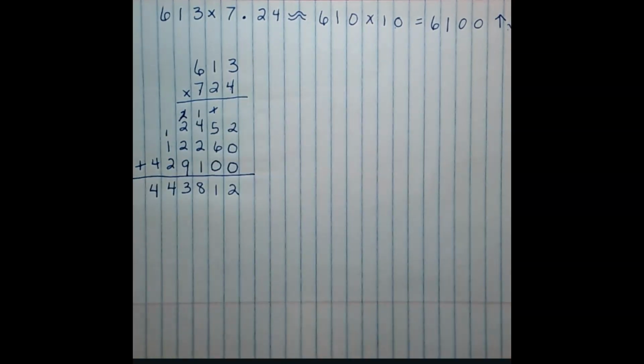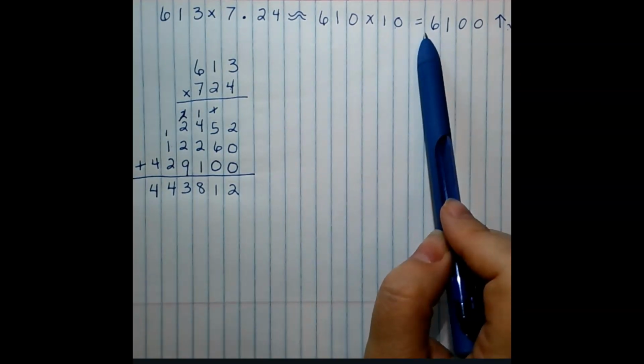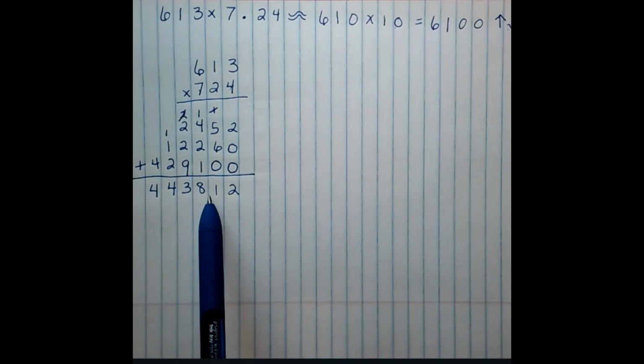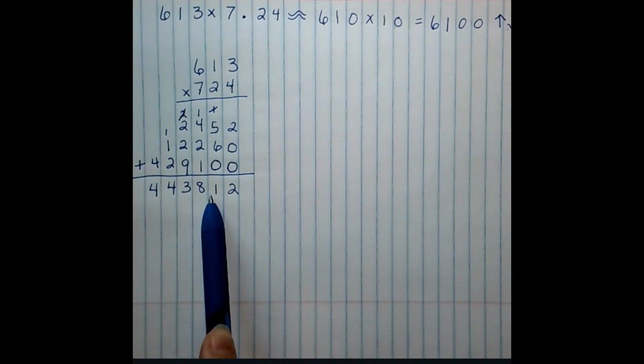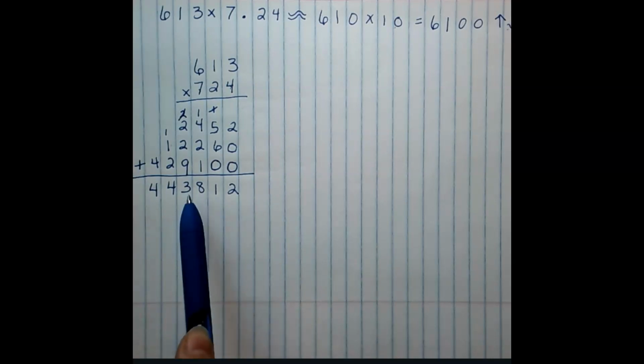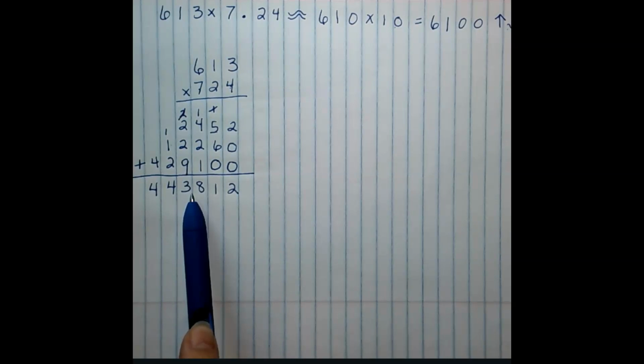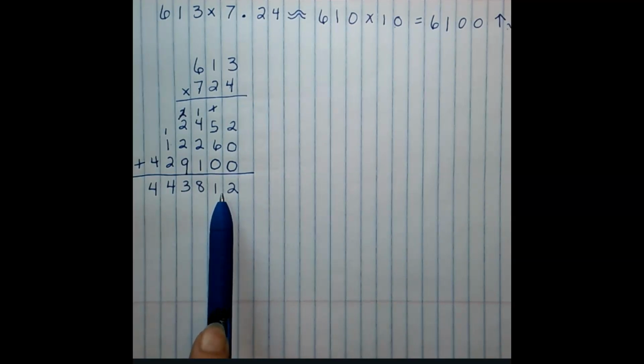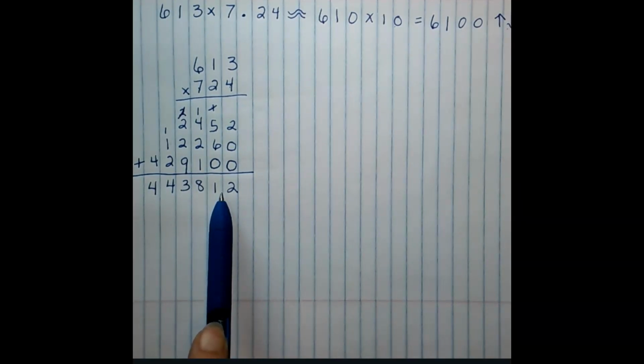So now we need to determine where our decimal is going to be. Remember that it should be somewhere around 6,100. In looking at this, we would think that it would be right here. But it doesn't seem like 4,438 would be close to 6,100. However, if we were to put the decimal in a different place, such as here, 443, well, that's very far away. Or if we were to put it over here, 44,381 is very far away.